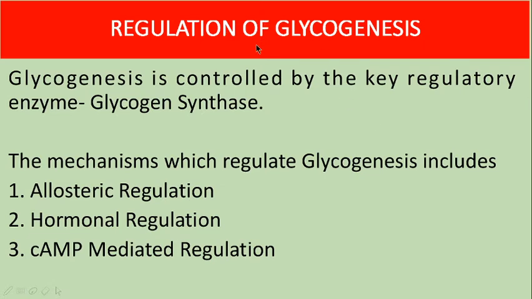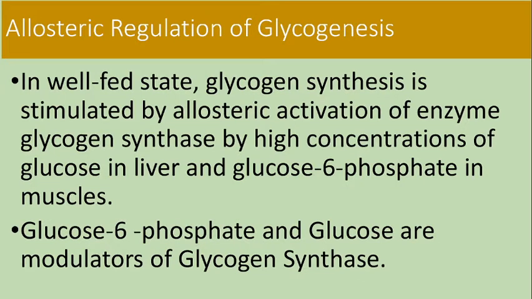So regulation of glycogenesis. This regulation of glycogenesis is mainly controlled by the key enzyme called glycogen synthase, which is the regulatory enzyme. The mechanisms which will regulate this glycogenesis are allosteric regulation, hormonal regulation and cAMP mediated regulation. These are the major mechanisms by which glycogenesis is regulated. So, allosteric regulation of glycogenesis.